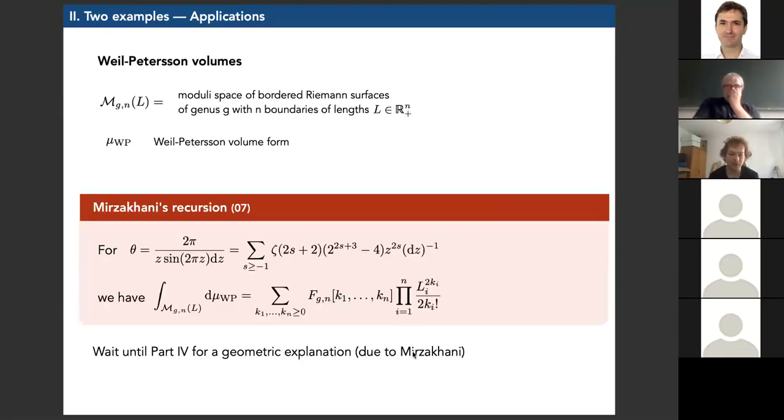Here is another example, which this time is due to Mirzakhani, which existed again before Airy structures. So now you want to look at the moduli space of bordered Riemann surfaces. So you fix some boundary lengths. And on this moduli space, there's a nice volume form, which is called the Weil-Petersson volume form. And the moduli space then has finite volume with respect to this volume form.